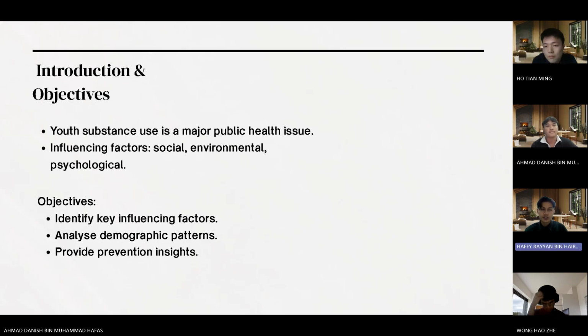Here is the introduction and objectives. Basically, youth substance use is a major public health issue, influenced by factors such as social, environmental, and psychological ones. Our objectives are to identify key influencing factors, analyze demographic patterns, and provide prevention insights.